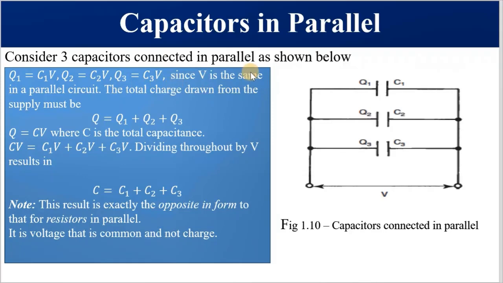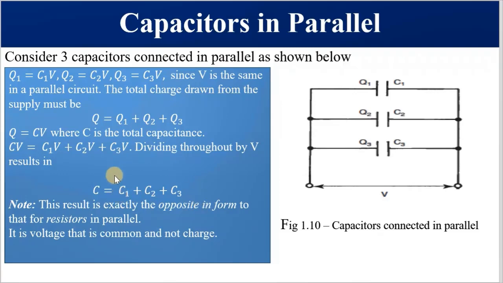Since V is common in a parallel circuit, the total charge drawn from this supply voltage is equal to Q1 plus Q2 plus Q3. All this charge is coming from the source of the charge, which is equal to Q. We know that Q is equal to CV. Hence, the total charge CV is equal to C1 times V plus C2 times V plus C3 times V, and since V is common, we can divide throughout by V. For the three capacitors connected, C is equal to C1 plus C2 plus C3. That is, we simply add the capacitance of each capacitor.